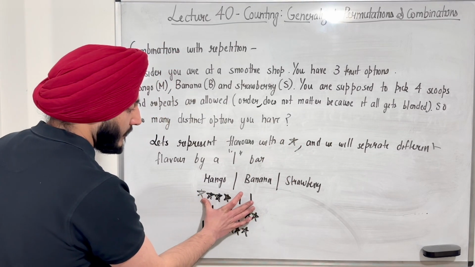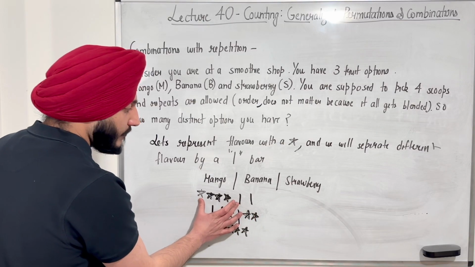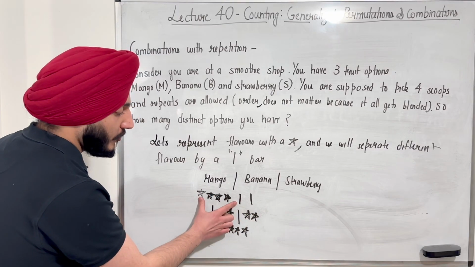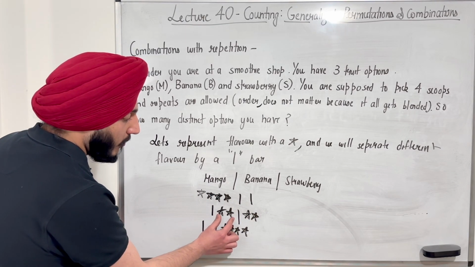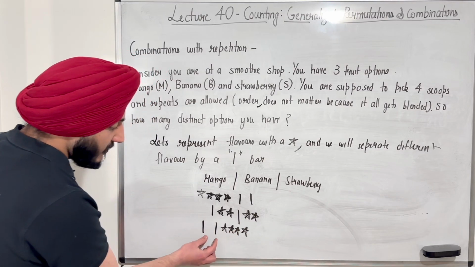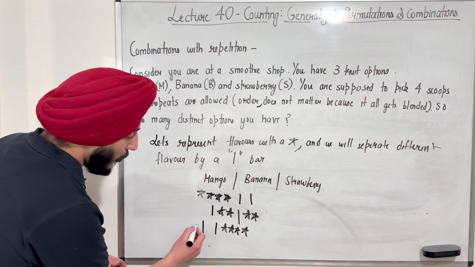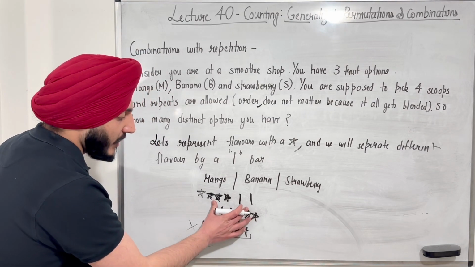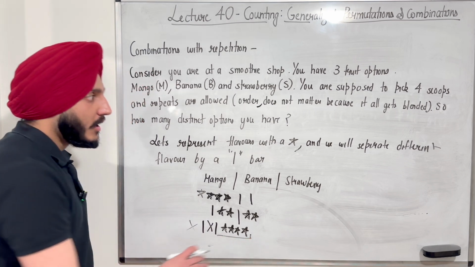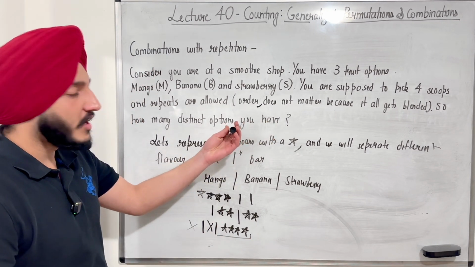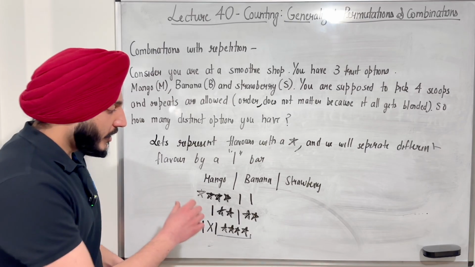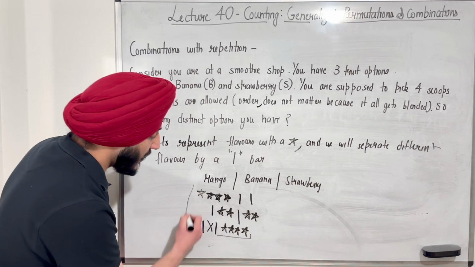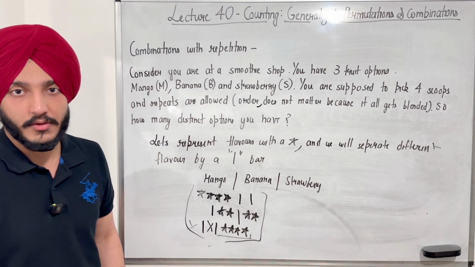And this is what I come up with. If I want a smoothie with 4 mangoes, I say 4 stars separated by 2 bars. This means a 4 mango smoothie. This means a 2 banana and 2 strawberry smoothie. This means that I don't need any mango, no banana, just 4 strawberries. If you think about this, it represents each distinct option that I can pick. So what I need to figure out is how many ways we can arrange this sequence of stars and bars. And that's the final question that we come down to.